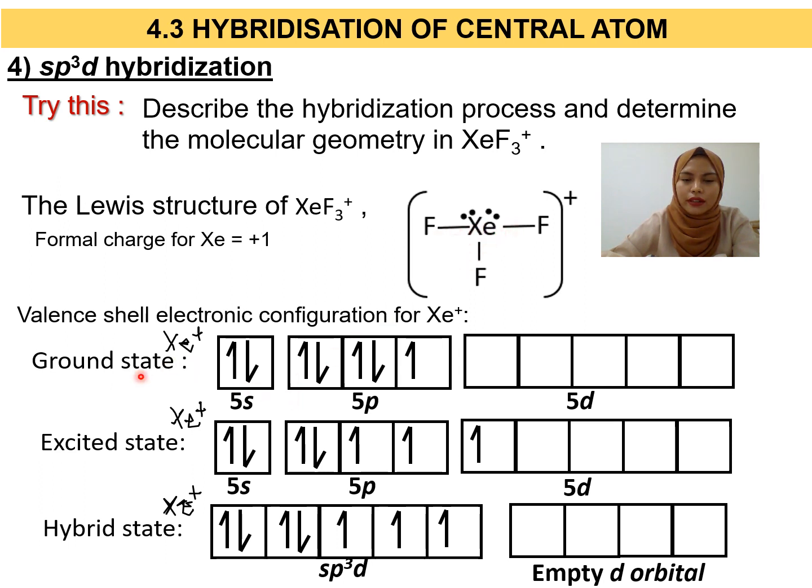Bermaksud if let's say you ada ground state of Xe plus, you kena make sure yang apa yang berlaku, you kena dapatkan juga 2 sets of elektron yang berpasangan dan juga 3 sets of elektron yang single, supaya you dapat buat single bond, single sigma bond. Okay, so that's why you need to excite one of the electron here kepada empty d orbital, and then bila you gabungkan 1 orbital s, 3 orbital p dan juga 1 orbital d, that's why lah you will form sp3d hybrid orbital for Xe plus.